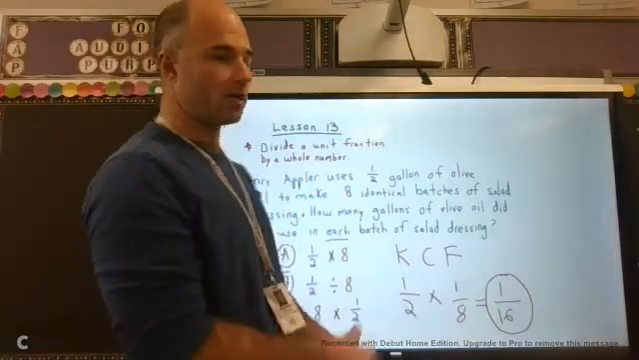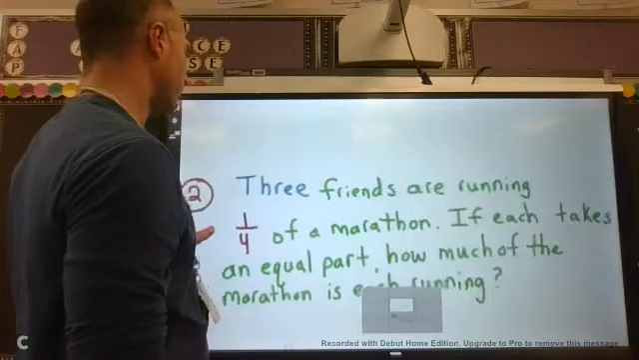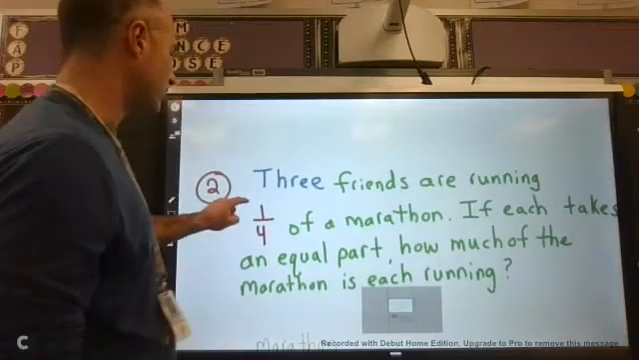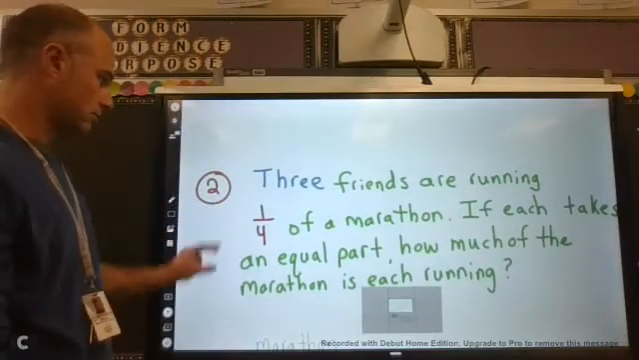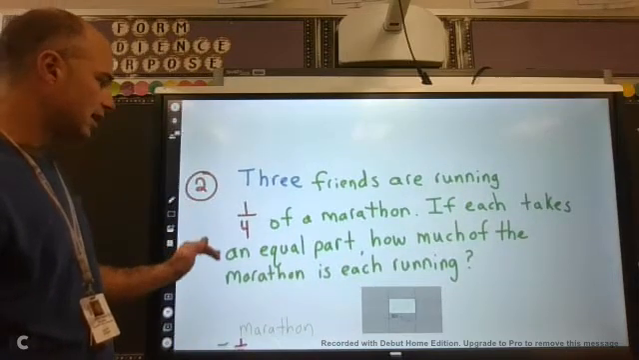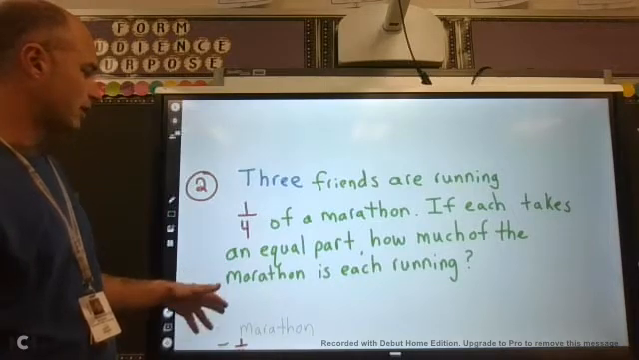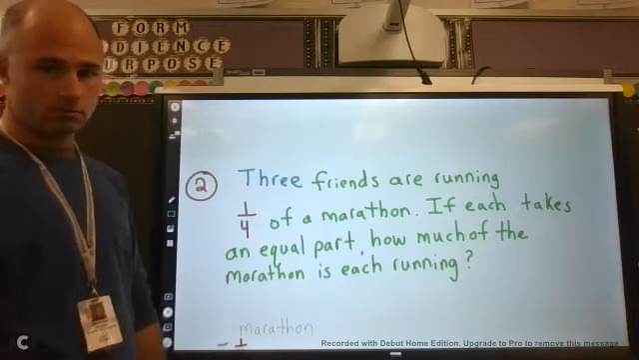Okay, so now it's your turn. Question 2. 3 friends are running 1/4 of a marathon. If each takes an equal part, how much of the marathon is each running?